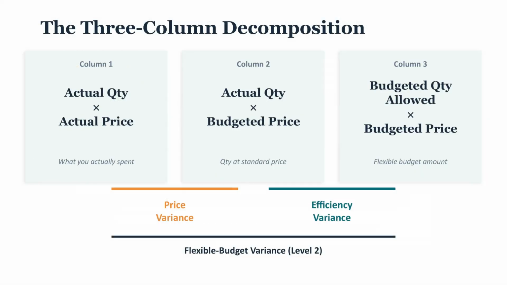Three-column decomposition starts with actual quantity times actual price to show total spend, then actual quantity times budgeted price to isolate price variance, and finally budgeted quantity allowed times budgeted price for the flexible budget amount. The differences between these three columns reveal the price variance, efficiency variance, and overall flexible budget variance.